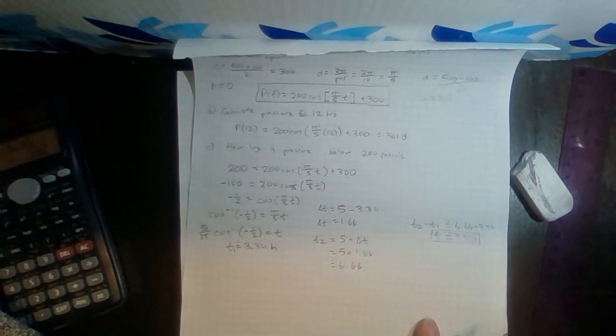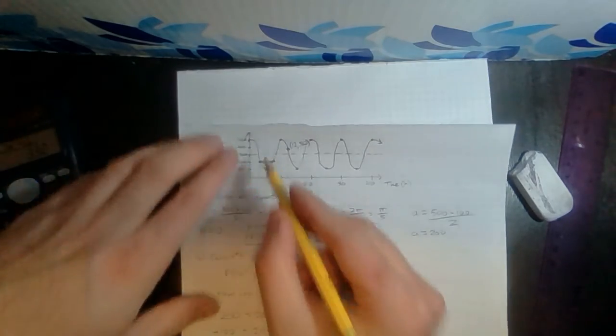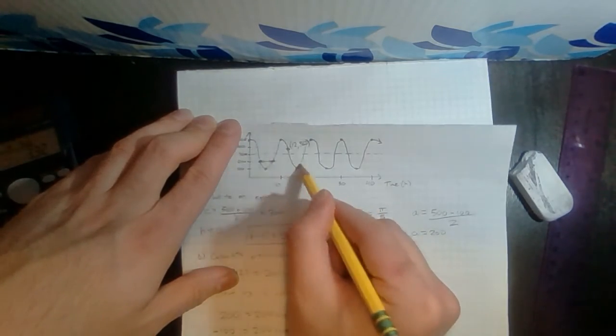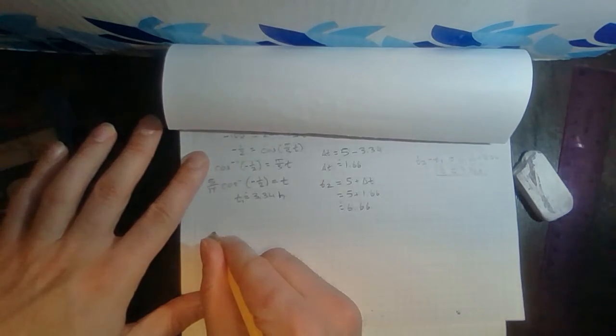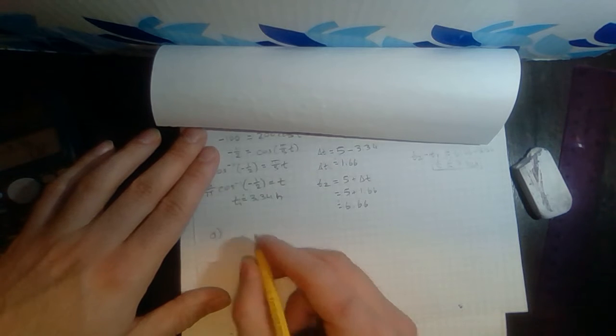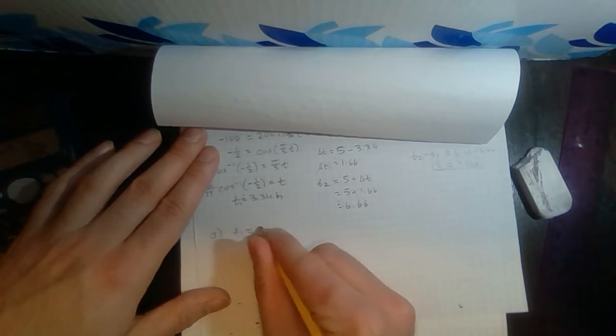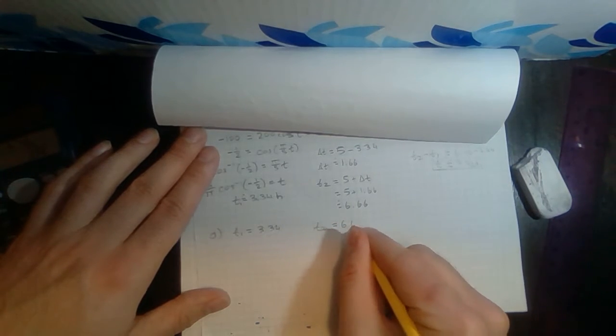Part D, at what time will the pressure be equal to 200 pascals in the third cycle? So we complete one full cycle, we complete a second cycle. When do we hit 200 pascals in the third cycle? So we were at 200 pascals. This is D. In the first cycle, we were at 200 pascals at 3.34 and 6.66.